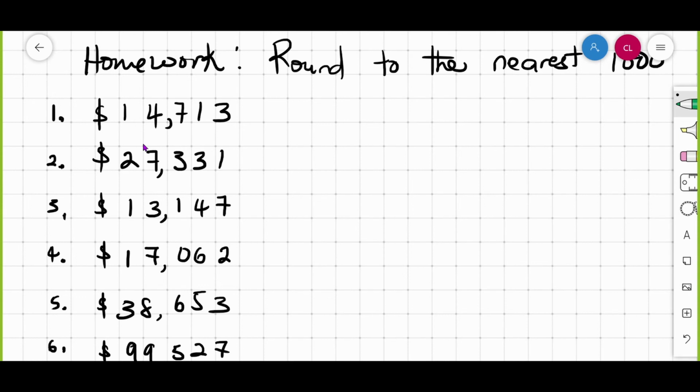So let's go to number 1. Round $14,713 to the nearest thousand. Remember, I was saying earlier we could be doing some shopping. So in this instance, we're looking at money. Yes, sir. Next, read number 2 for me.